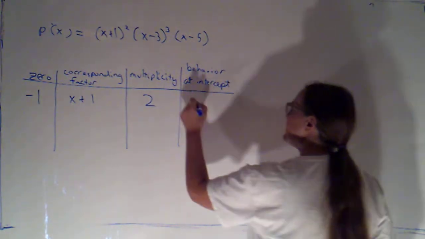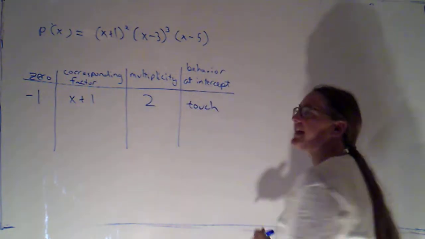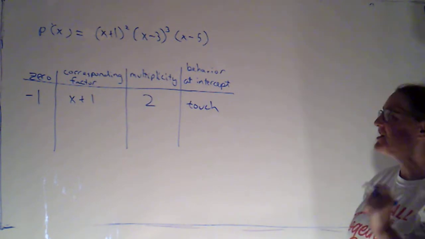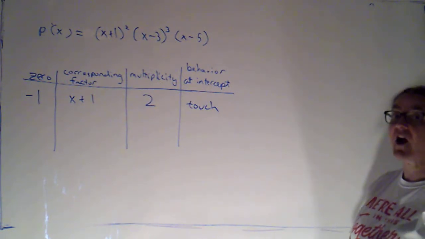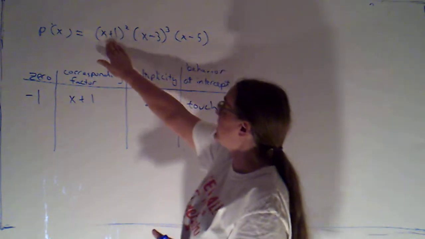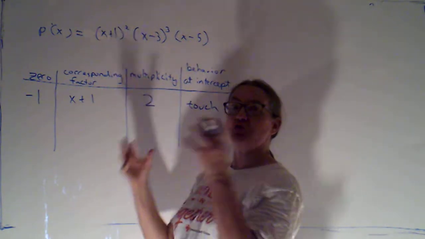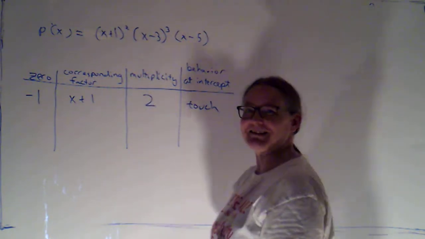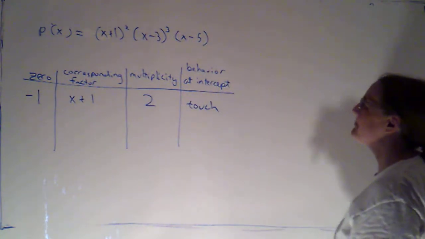Because that's an even number, we just touch the axis. We will not cross it, so our function will not change sign there. Because the only thing that changes sign there is x plus 1, but I've got 2 of them. If they both change sign, that sign change cancels out.